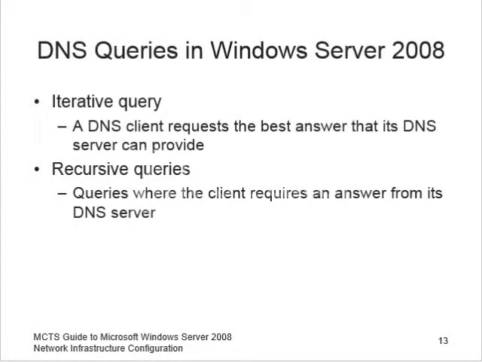Queries from DNS resolvers, whether originating from a client or a server-based operating system, can take one of two forms: an iterative query or a recursive query. An iterative query is a DNS query sent to a DNS server in which the querying host requests the best answer it can provide using its own information and without seeking the assistance of other DNS servers.